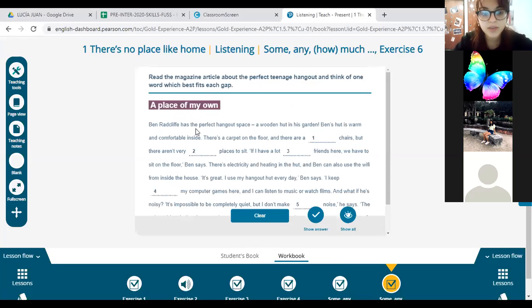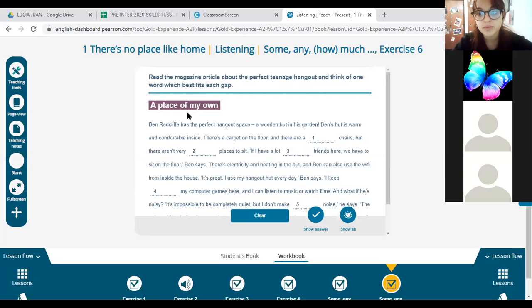Ben Radcliffe has the perfect hangout space. A wooden hut in his garden. You know what a hut is? Like a cabaña. Ben's hut is warm and comfortable inside. There's a carpet on the floor and there are chairs.